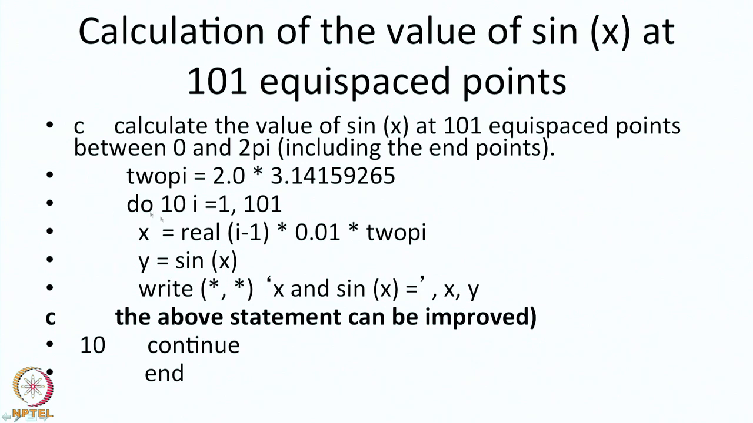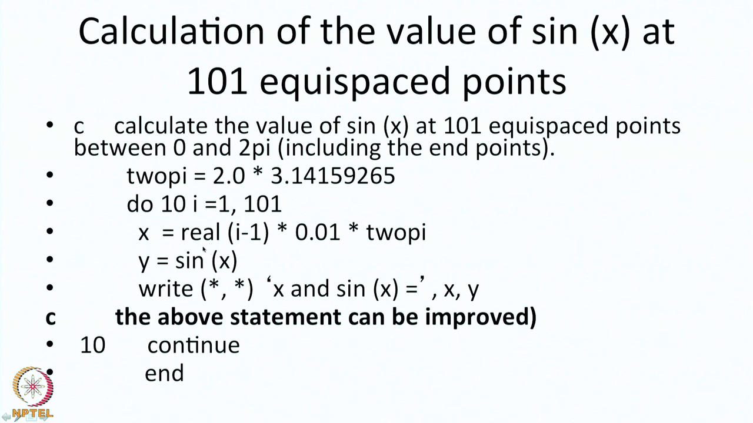What is the meaning of this 10? 10 is a line number. You see, at the end there is a line number. The line number is given between column 1 to column 5. So, this statement says that do all the operations up to line number 10, starting with I equal to 1 up to 101. So, do this iterative calculation 101 times. So, this is my do statement.